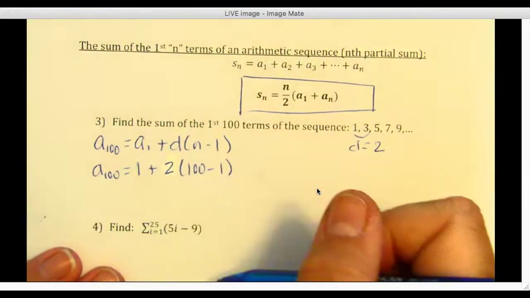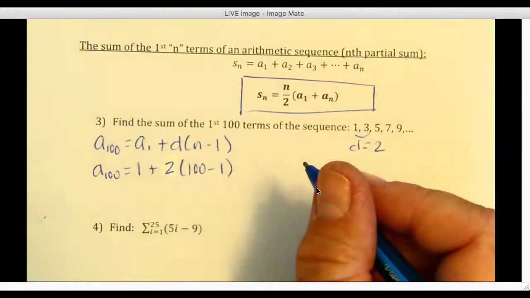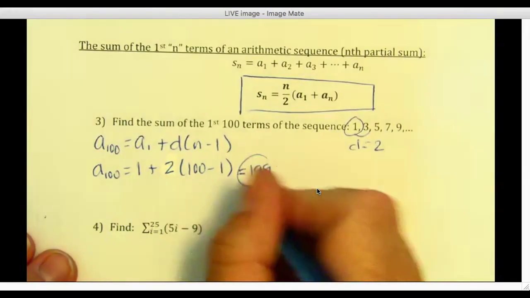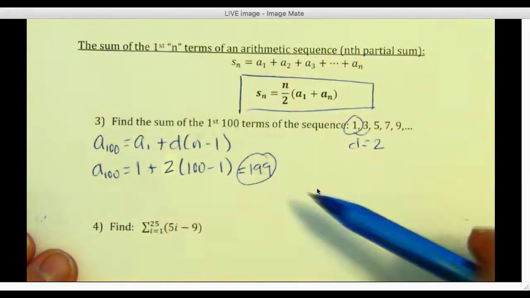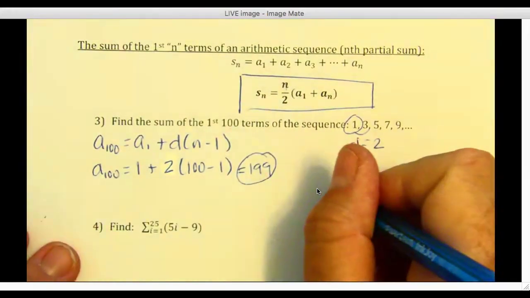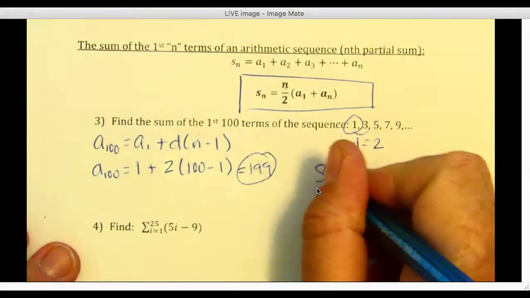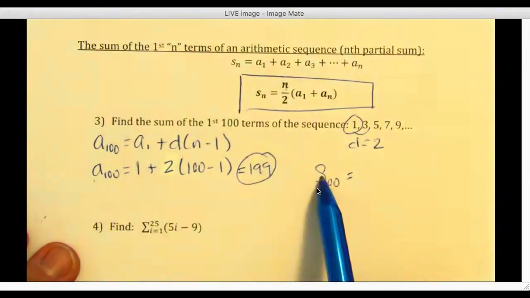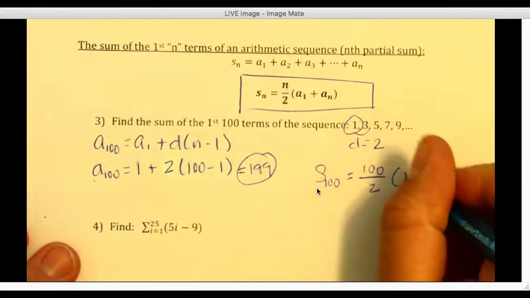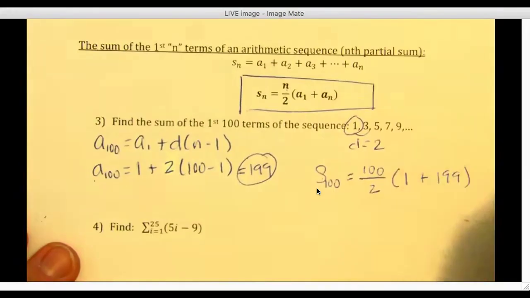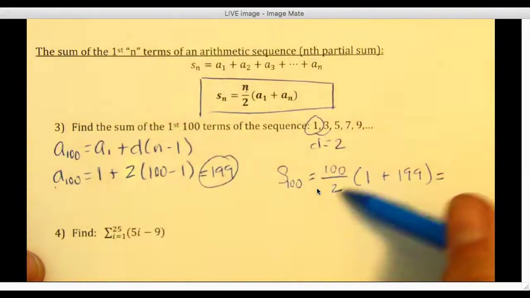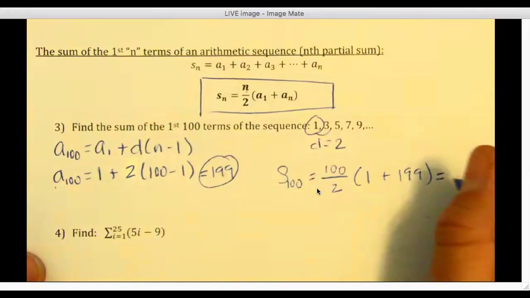2 times 99 plus 1 gives us 199. So my first term is 1. My last term is 99. The only other thing I need is how many terms, and we're told we're adding up those first 100 terms. So S sub 100, notice it's not A sub 100, now it's S for sum, sub 100 is equal to 100 over 2 times the first term plus the last term. And when we multiply all of that out, 200 times 50 gives us 10,000.